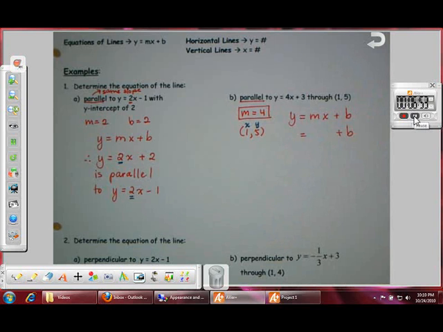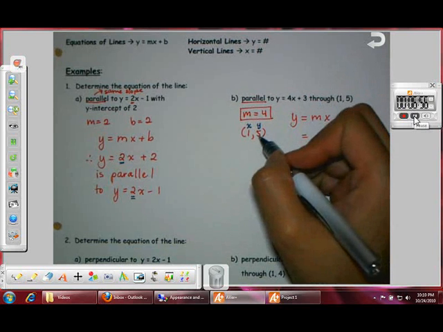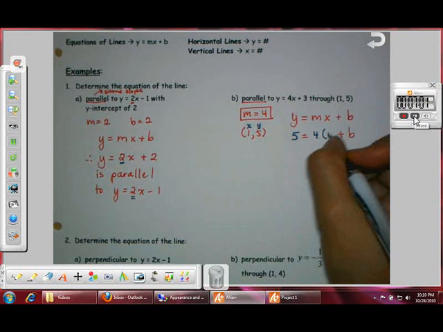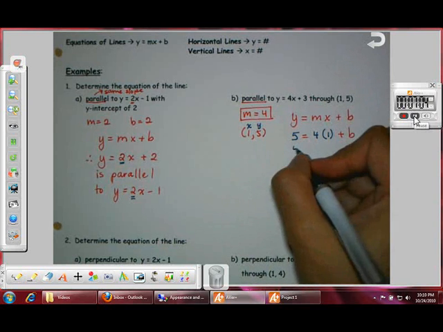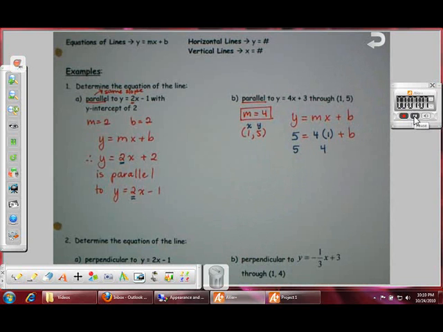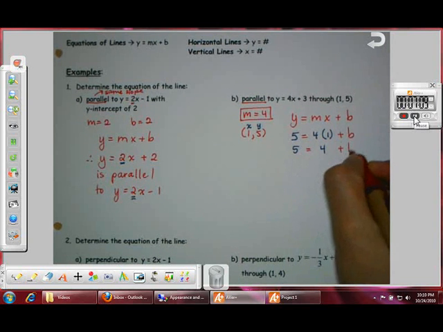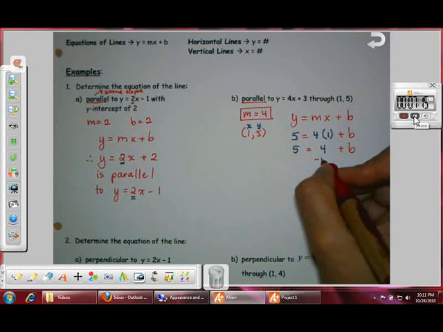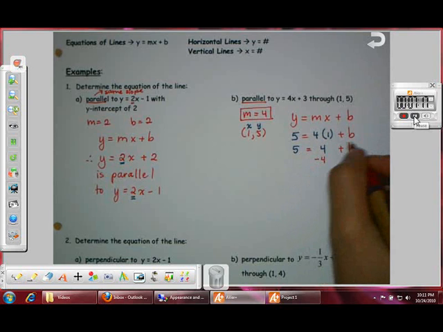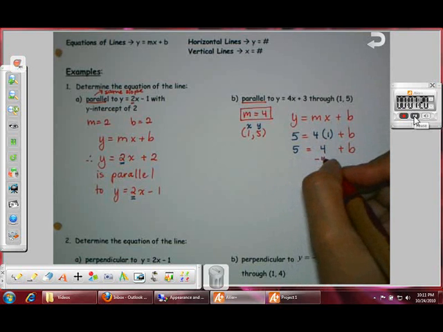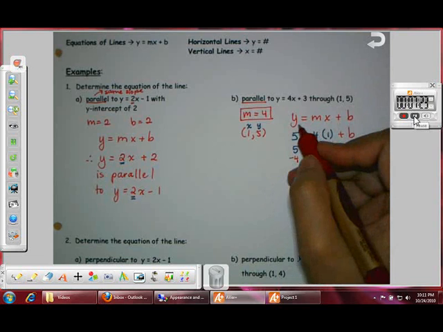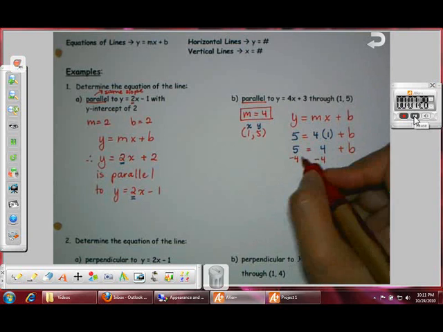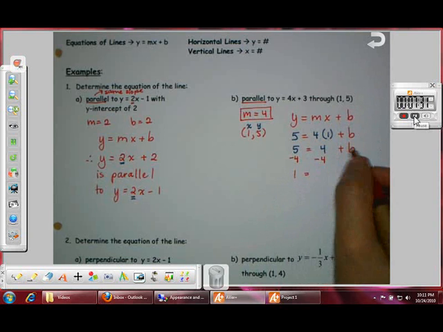Let's replace the three variables with what we have. y is 5, m is 4 times x is 1. We simplify that to 5 equals 4 plus b. We want to get b by itself, so we need to get rid of that 4. To get rid of the positive 4, we subtract 4. So 4 minus 4 is now 0, and we're left with b. Since we subtract 4 on this side, we have to subtract 4 on this side, since the left side is supposed to be equal to the right side. Whatever you do to one side, you have to do to the other side. 5 minus 4 is 1. 4 minus 4 is 0, we've got b.